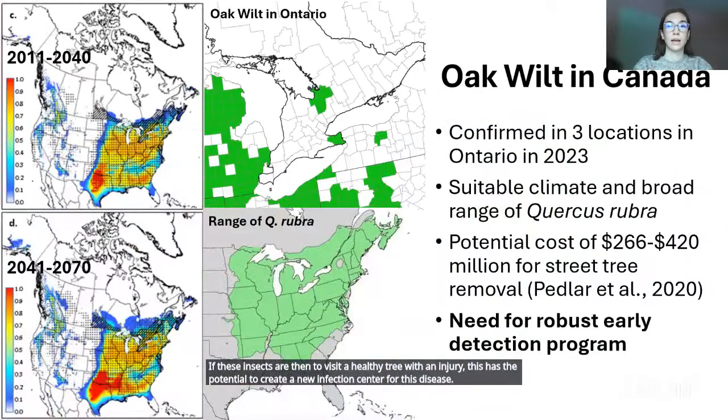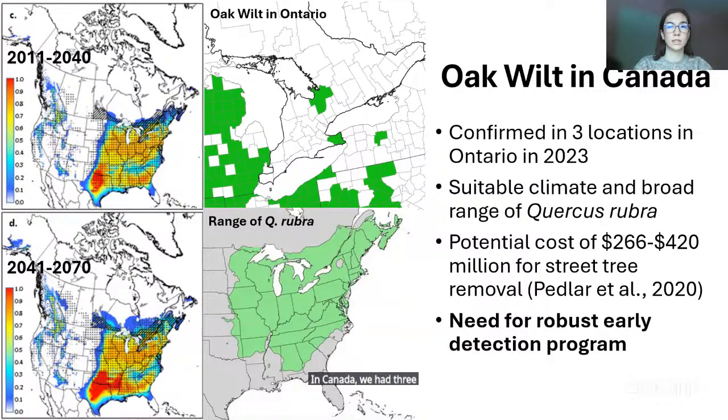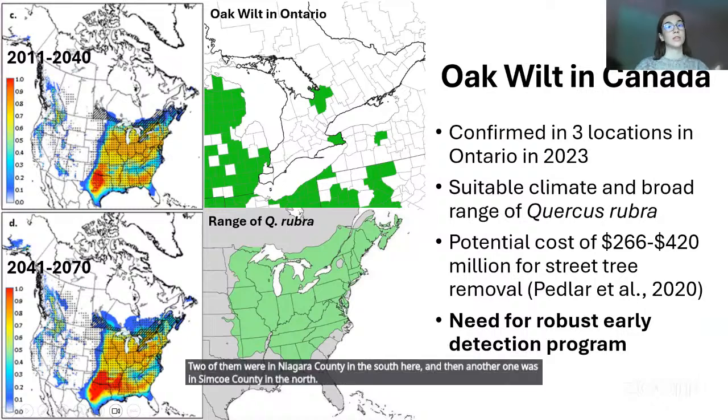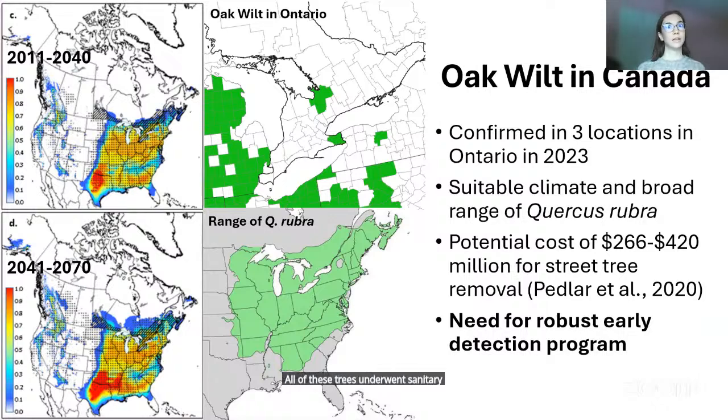In Canada, we had 3 confirmed detections of oak wilt in 2023 in Ontario. 2 of them were in Niagara County in the south here, and then another one was in Simcoe County in the north. All of these trees underwent sanitary removal, and luckily we didn't see any new oak wilt in 2024.